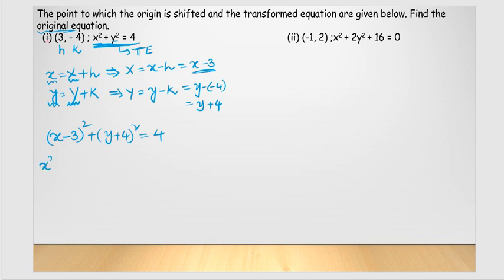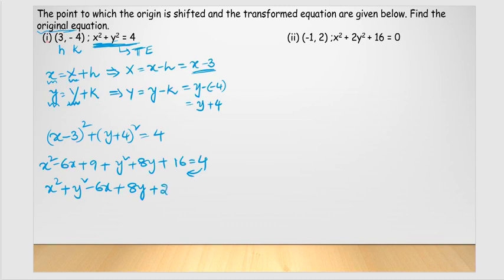Now on expansion, x square minus 6x plus 9 plus y square plus 4 2s are 8y plus 16 is equal to 4. Now writing the terms in order. So x square plus y square minus 6x plus 8y. Now if you transpose this 4, it becomes minus 4. 16 minus 4 is 12. 12 plus 9 is 21, is equal to 0. So this is nothing but my original equation.